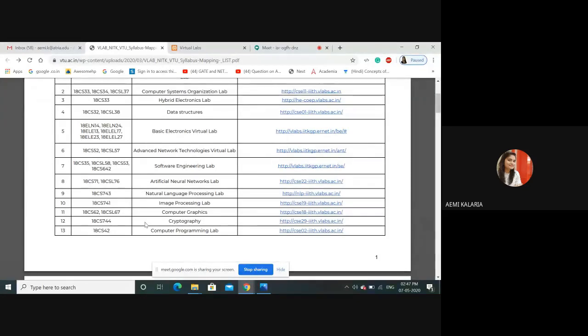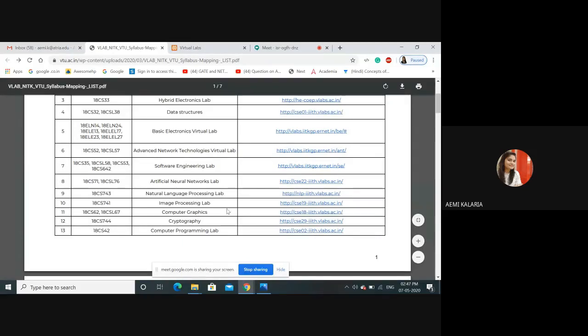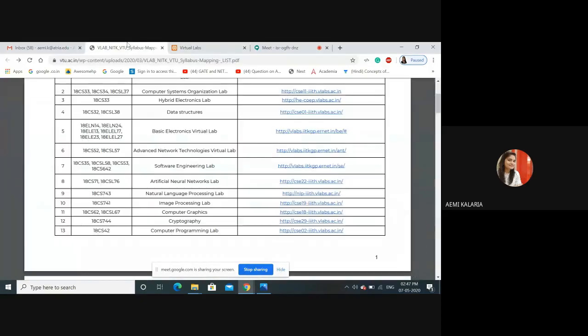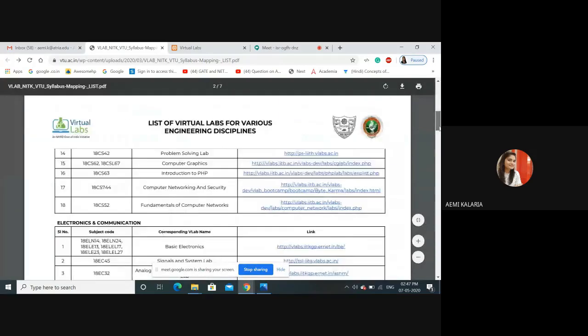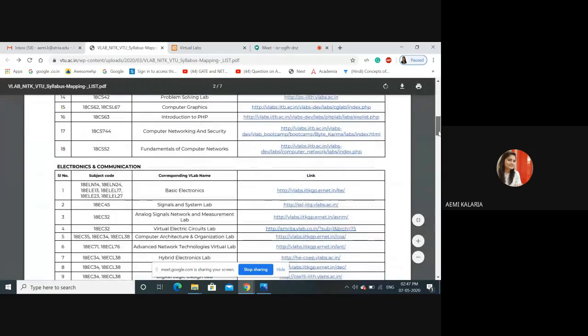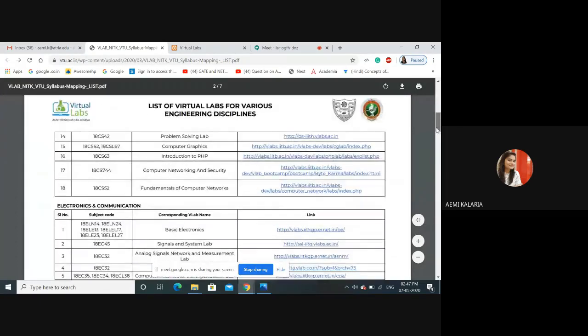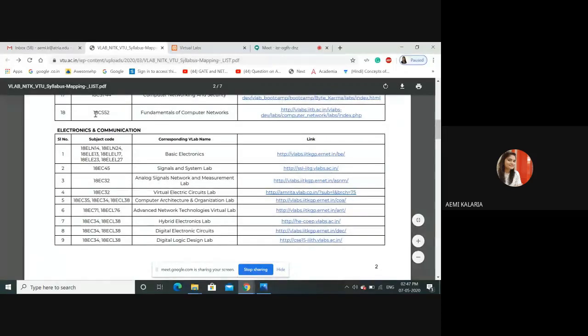For that, they haven't mentioned any particular lab because in our subject no labs are there, but still there is a computer network basic concept lab. So I'll explain from that only. Fundamentals of computer networks, that is there. I'll show you. Yeah, this one, 18CS52 Fundamentals of Computer Networks, right?